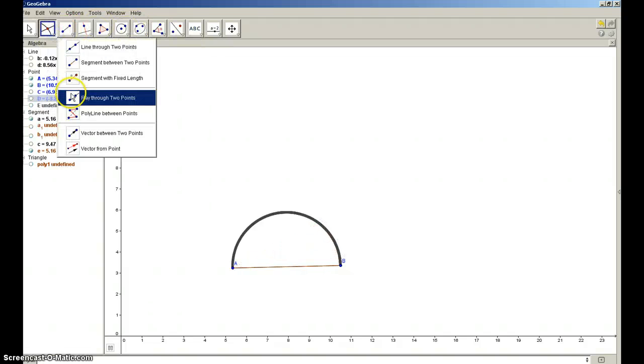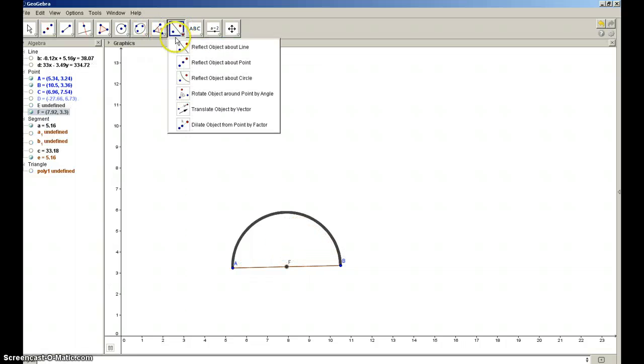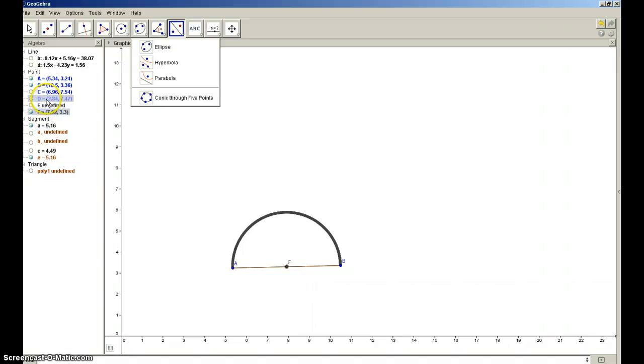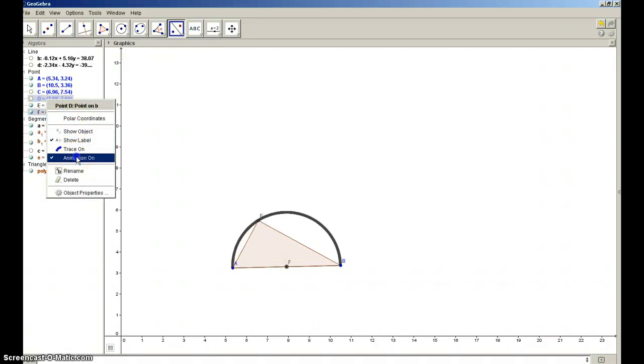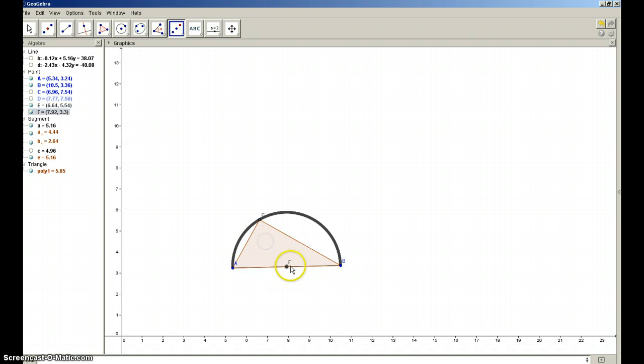Let's find the midpoint of this hypotenuse here. There's our midpoint. What I'm going to do is reflect my triangle about that midpoint. Let me get that animation off there. So I want you to see. Oh, let's try that again. Escape. Here we go. We're going to reflect the polygon across the point.